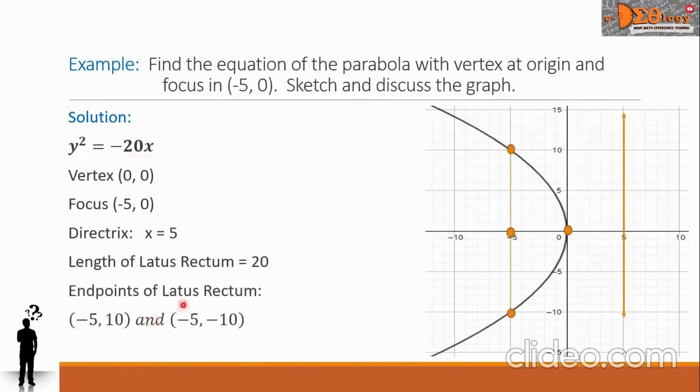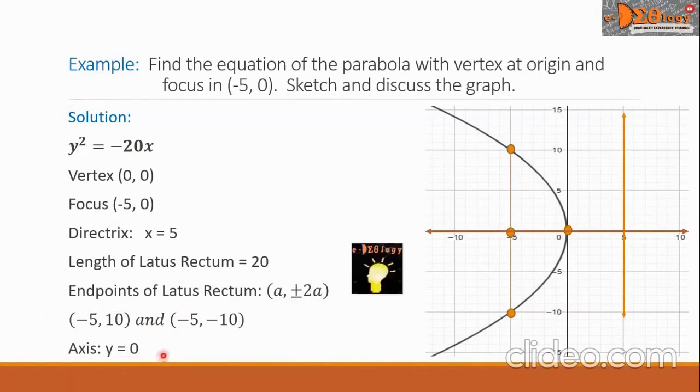The endpoints of latus rectum are the points negative 5, 10 and the point negative 5, negative 10. This idea comes from the formula negative a, plus or minus 2a. The axis is the x-axis itself, and the equation is y equals 0. This is our final answer.